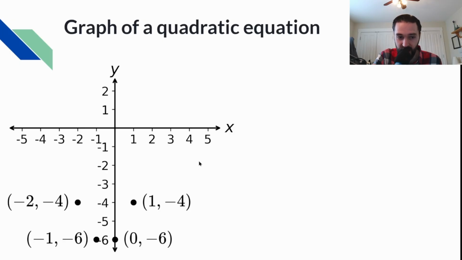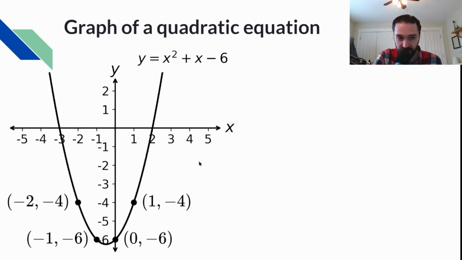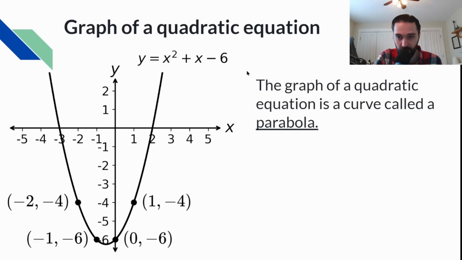When we connect the dots, we get a shape that looks like this. This is the graph of the equation y equals x squared plus x minus 6. The graph of a quadratic equation is a curve called a parabola. So this thing is called a parabola.